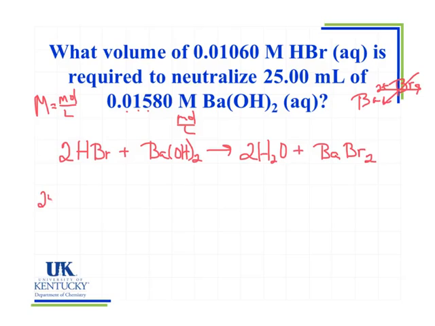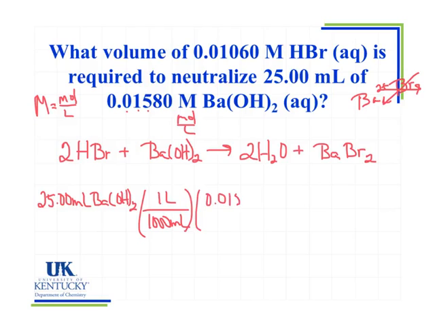So I start with my 25 milliliters of Ba(OH)2, and I'm going to convert that to liters, so 1,000 milliliters in 1 liter. Now I'm going to use my molarity of Ba(OH)2, and I'm going to rewrite the units as I put this into my equation as moles of Ba(OH)2 per liter. So now what I see is that if I start canceling, my milliliters cancel with milliliters, liters cancel with liters. At this point I'm left with moles of barium hydroxide.